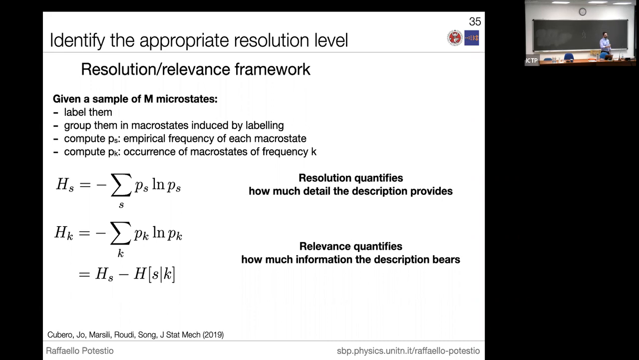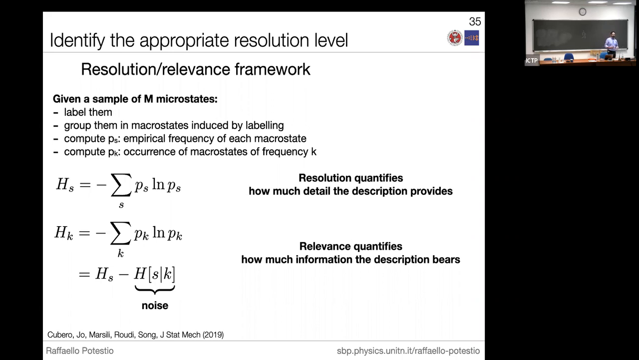You can modulate this in a continuous manner. For example, if you have a very coarse labeling that discriminates just two kinds of configurations, then you have only two states of the system, and this corresponds to a very low resolution with which you depict the system. If you have a super fine, accurate labeling, so accurate that you can discriminate any configuration from any other, the empirical probability that you get is 1 over the number of configurations you have. This is the highest level of detail with which you can describe the data set, but it is not informative at all. And there is a relation between these two quantities such that the relevance is actually the resolution minus a quantity that can be seen as a noise.